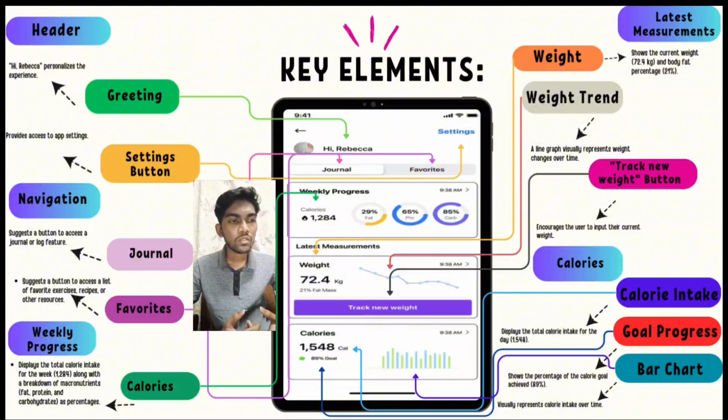Lastly, calories, such as calorie intake, displays the total calorie intake for the day. Goal progress shows the percentage of the calorie goal achieved, 89%. And lastly, a bar chart visually represents calorie intake over time.